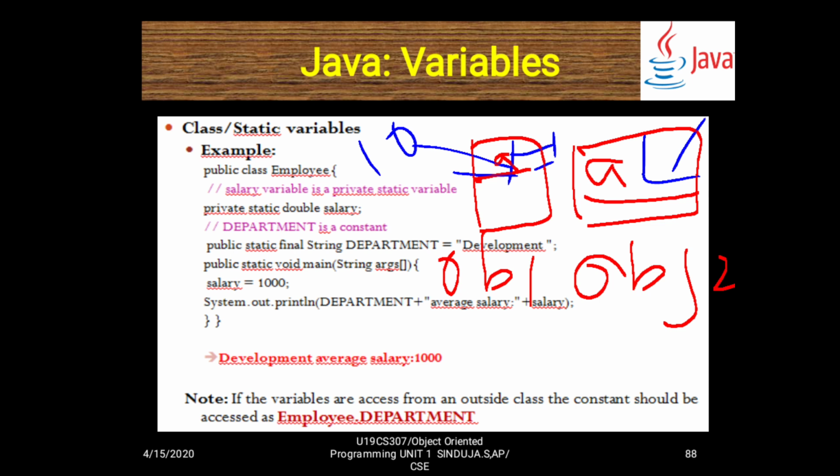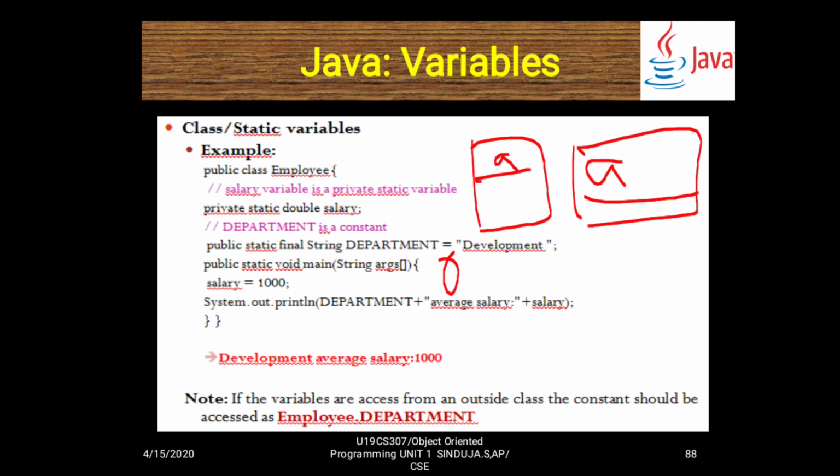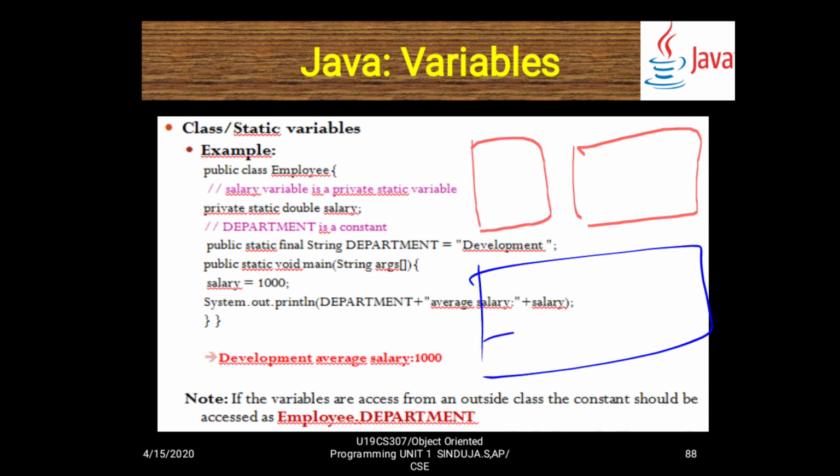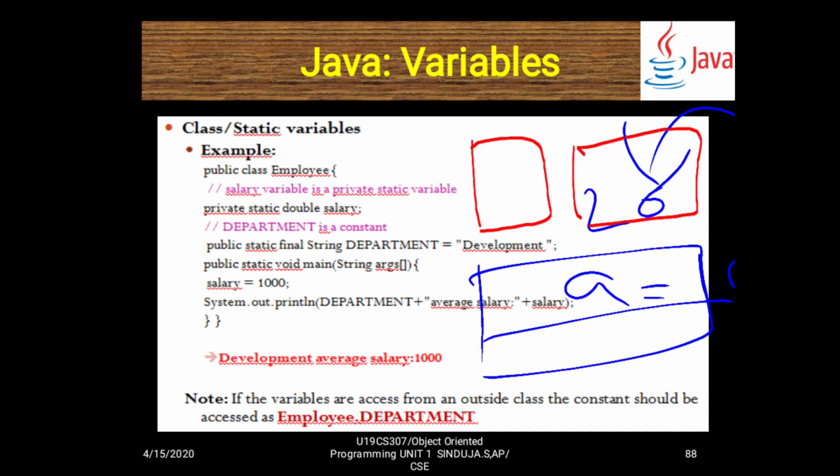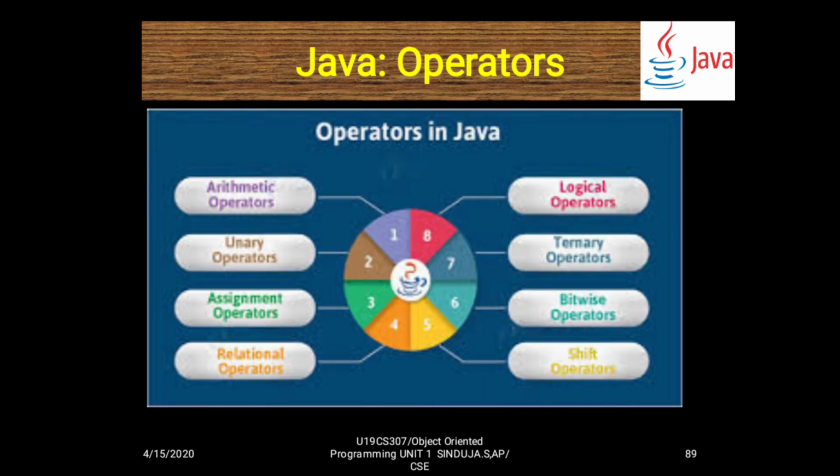If you specify this particular variable a as static in your program, then separate memory is not created. A single common memory space for a is created. The first time it will be 10. When another object tries to store the value 20, it erases the value 10 and stores 20. So that is the agenda of your static variables.